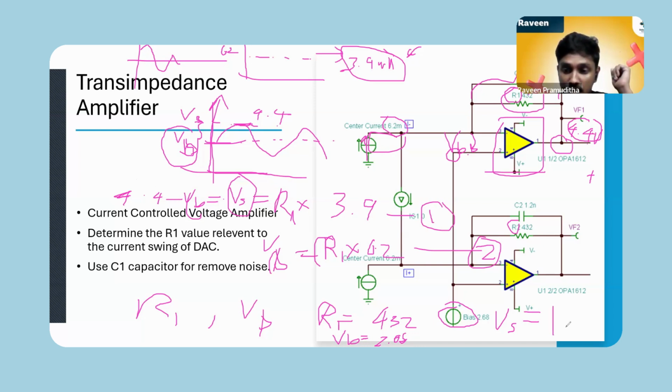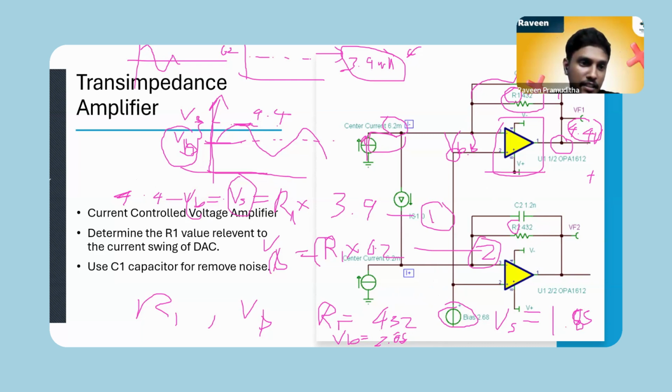Then I can get the swing by subtracting VB from 4.4, which gives 1.85, sorry, 1.85. So then I found the resistance and bias voltage.